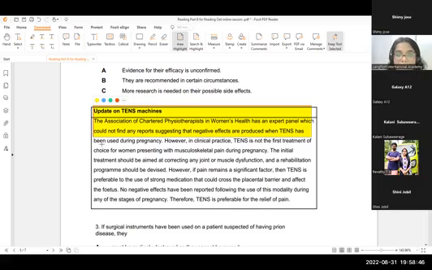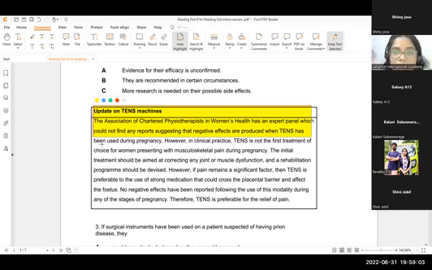So here they are talking about using TENS during pregnancy, and they're saying that the Association of Physiotherapists who focus on women's health has an expert panel. So they had a panel, they had a discussion. A panel is nothing but all the experts coming together and discussing something.